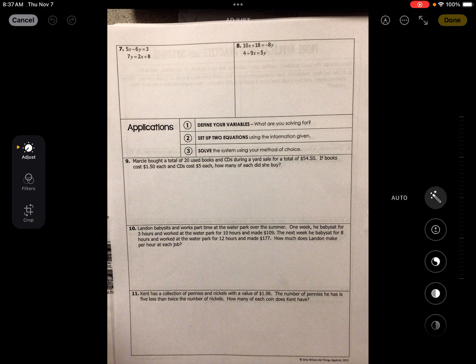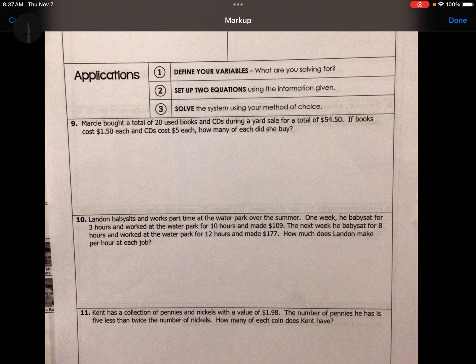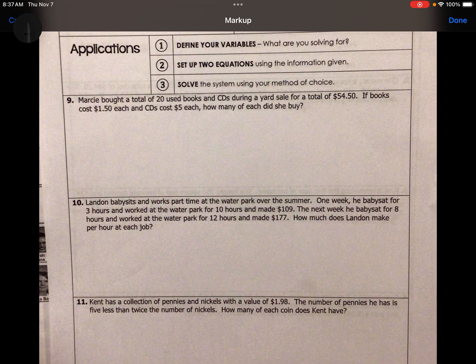Good morning. We're going to go through our notes of applications using systems of equations and eliminations. So we're going to start down here on number 9, and today we're just going to identify our variables and set up our equations. We're not even going to solve them today. We're just going to set them up.